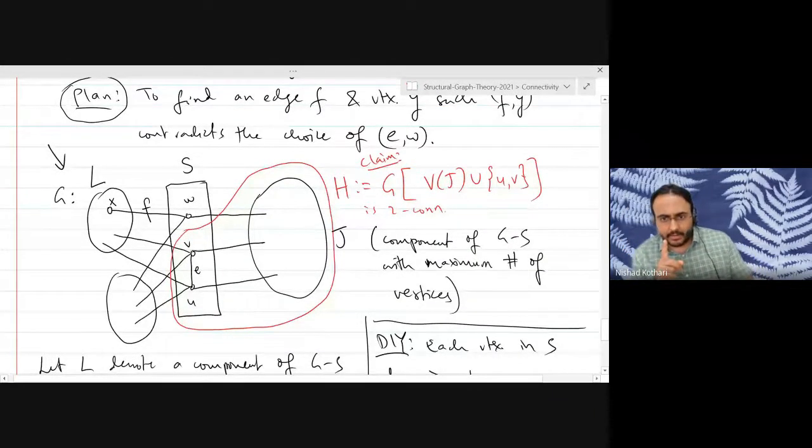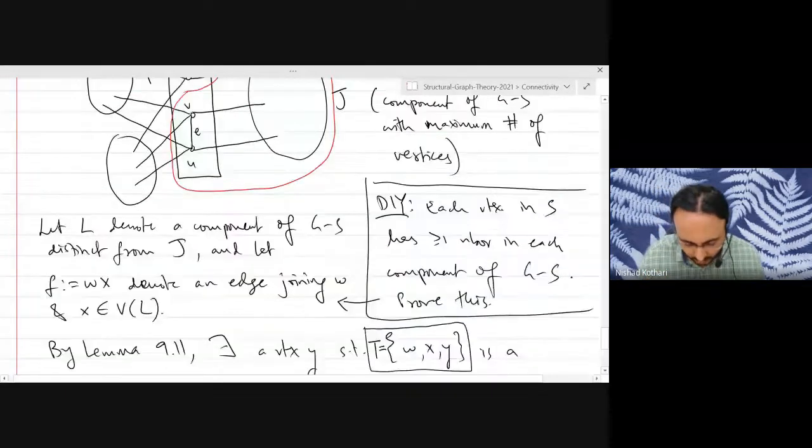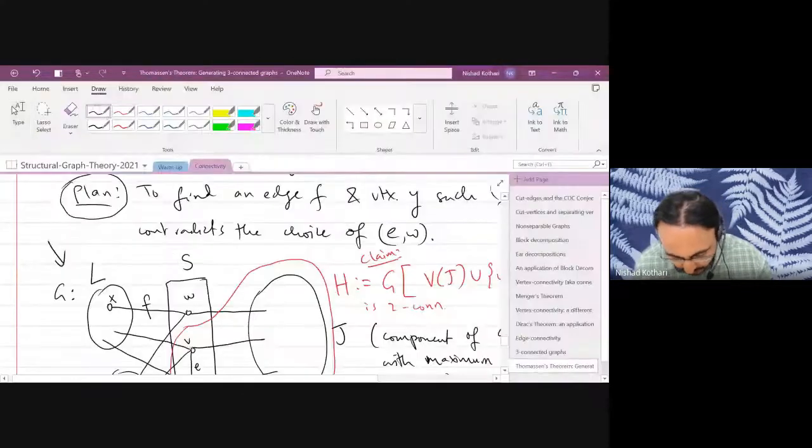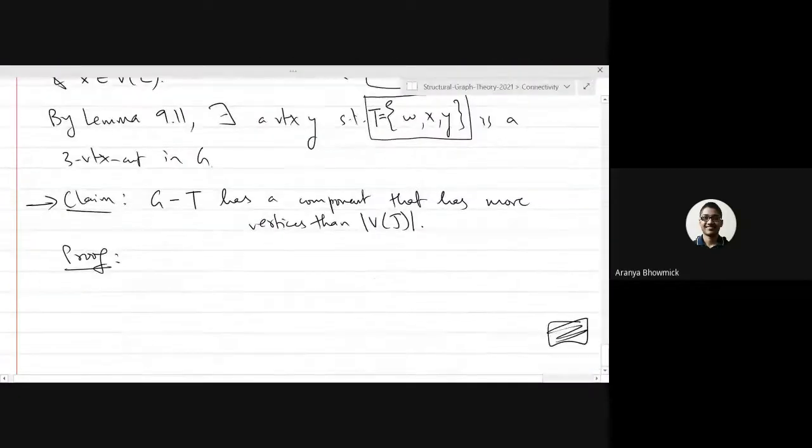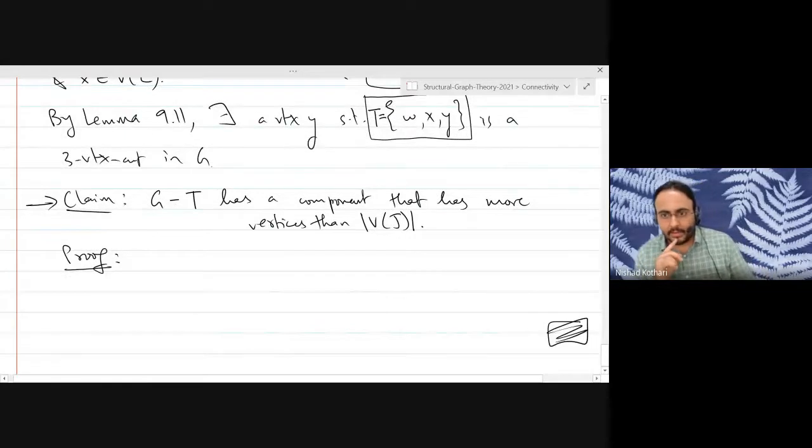If it is two connected, I can delete a vertex and the graph will still be connected. So if the vertex Y is here, I can delete it and this will be a connected graph. Notice that W and X are not in this graph. That means that I can delete W, X and Y and I will have a connected component that will have at least one more vertex than the number of vertices in J. At least one more because Y could be there.